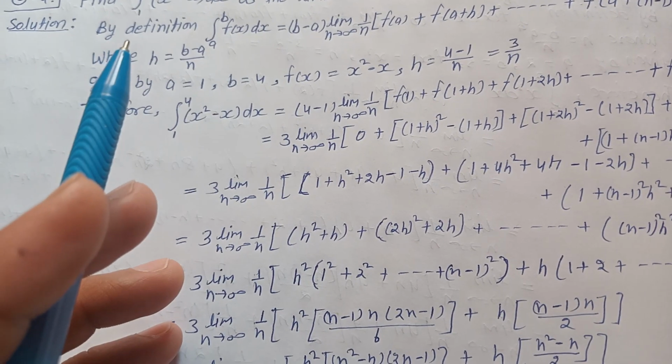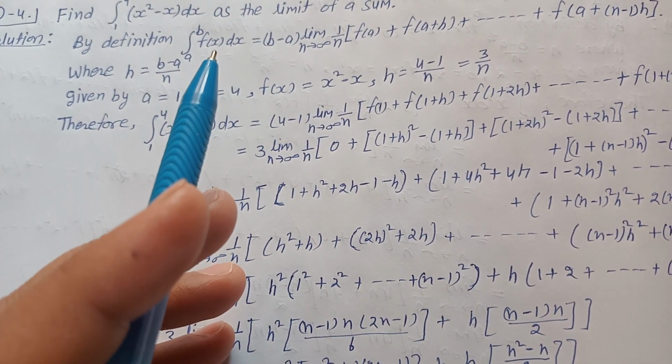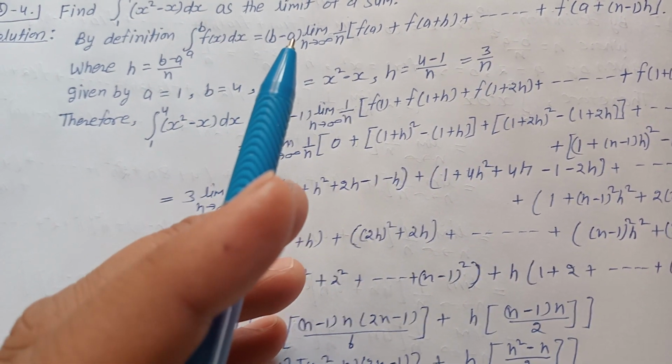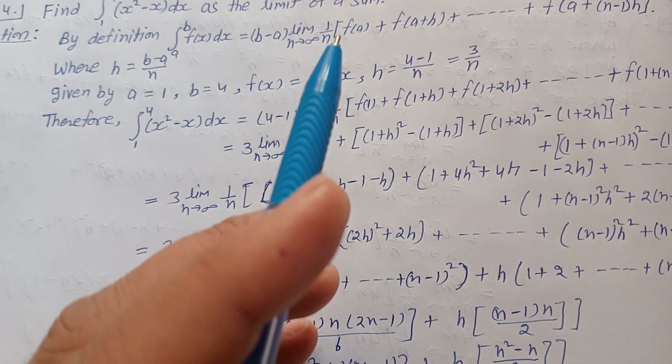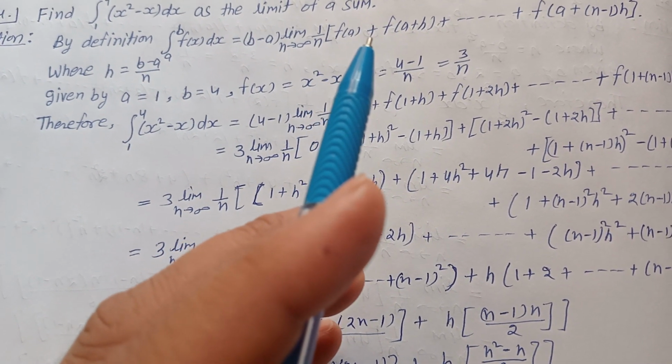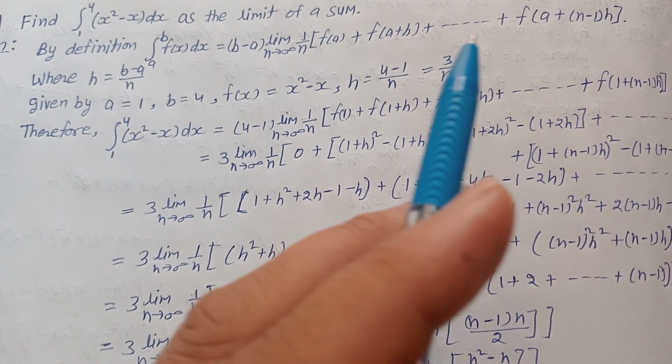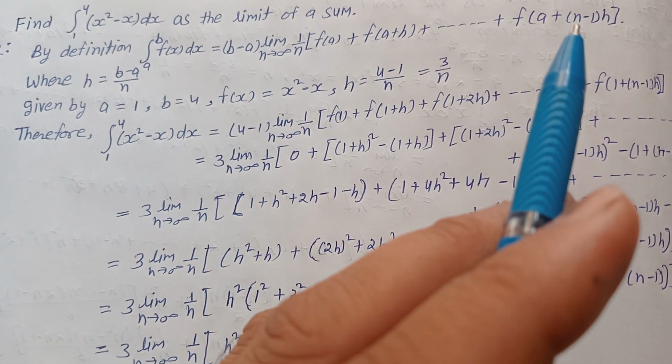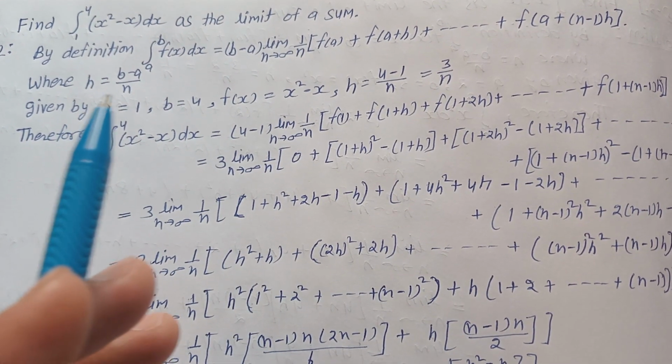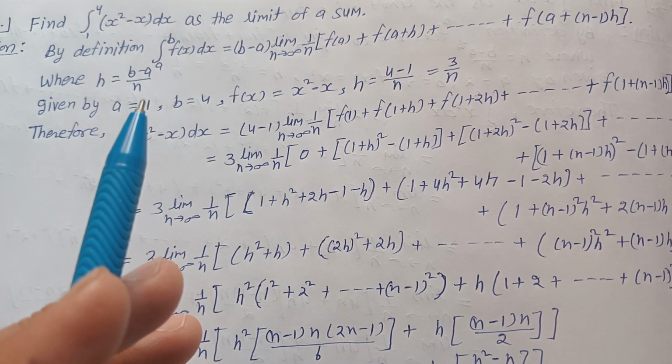Solution start. By definition, integration of a to b f of x dx is equal to (b minus a) limit n tends to infinity 1 upon n bracket of f of a plus f of a plus h plus ... plus f of a plus (n minus 1) into h, where h is equal to (b minus a) upon n.